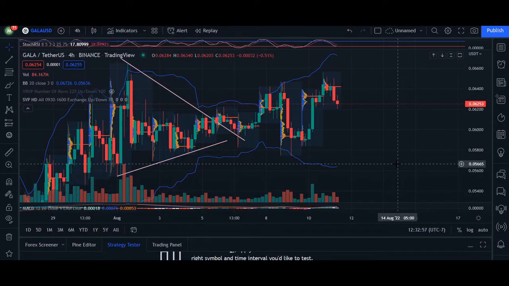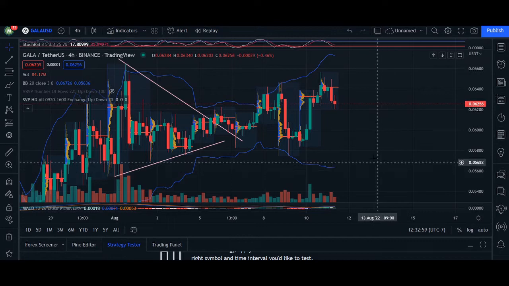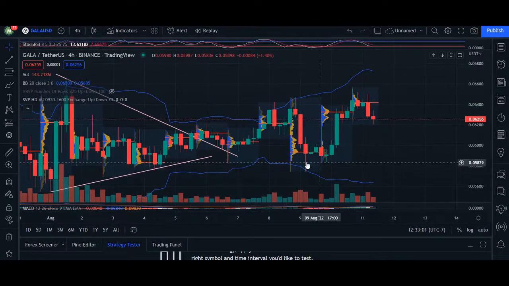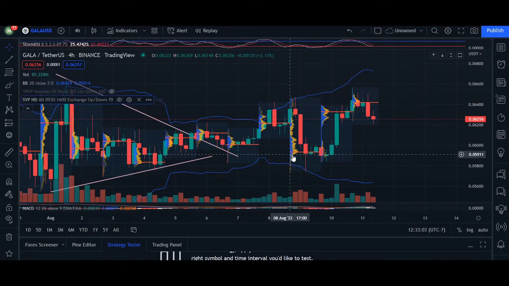Heading over to the chart here, I've got it started on a 4-hour chart. It does look a little bit different because I'm using this indicator called the session profile indicator. It measures the POC, which in this session shows the most orders that were done roughly around this dollar point itself.